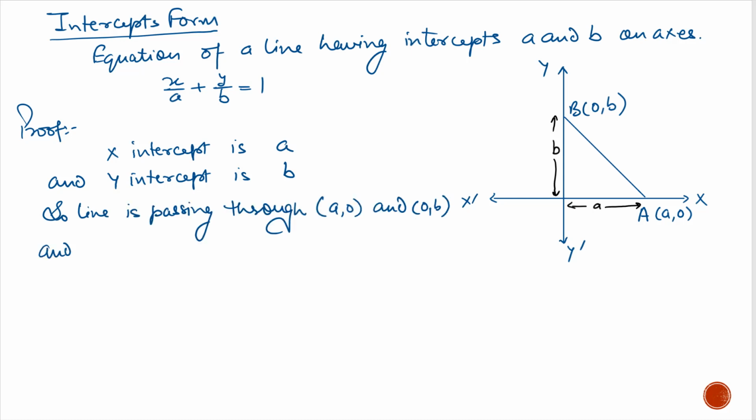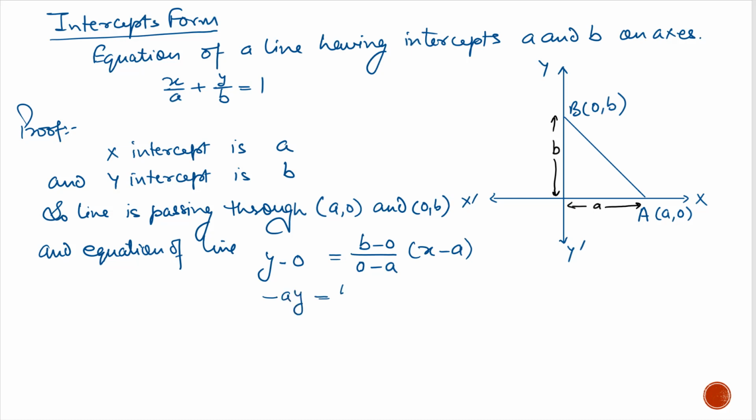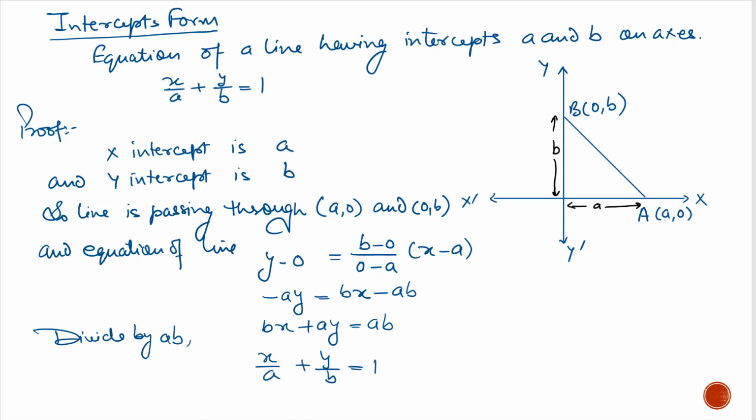Now we can find the equation of the line using the two-points form: y minus y1 equals (y2 minus y1) divided by (x2 minus x1) into (x minus x1), where (x1, y1) is (a, 0) and (x2, y2) is (0, b). After simplification, we get bx plus ay equals ab. Now dividing by ab on both sides, we get x upon a plus y upon b equals 1. This is the intercept form of a line.